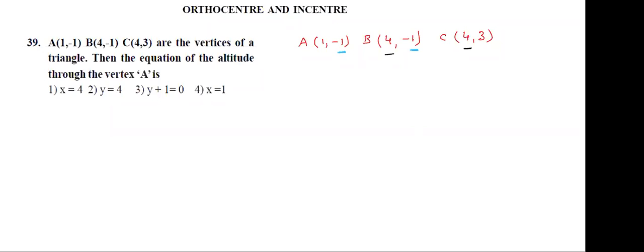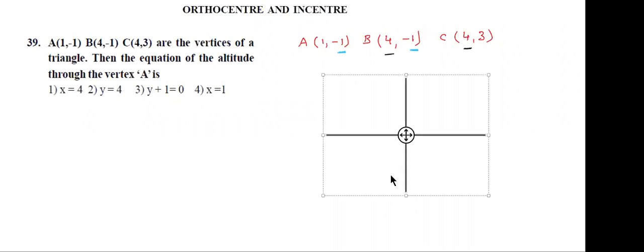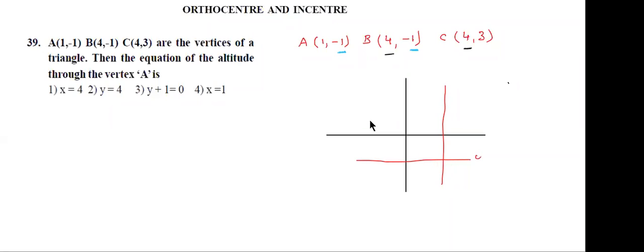First take the 2D coordinate axes. Now, how to take (4, -1)? x = 4, draw the line. This is x = 4. Then y = -1. This is y = -1. This is x = 4.